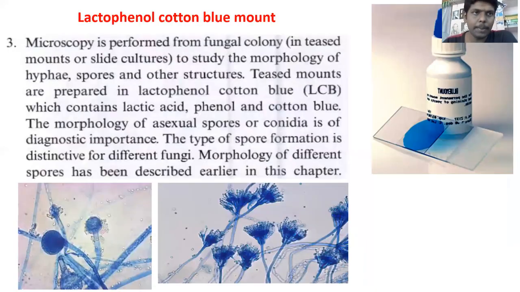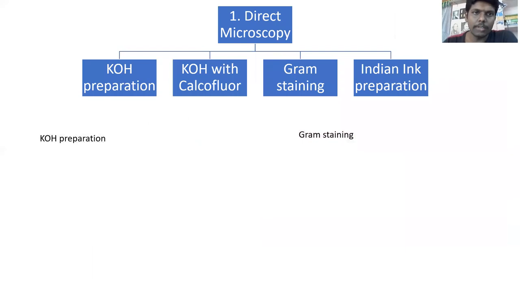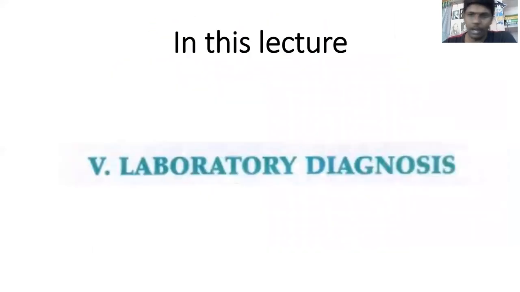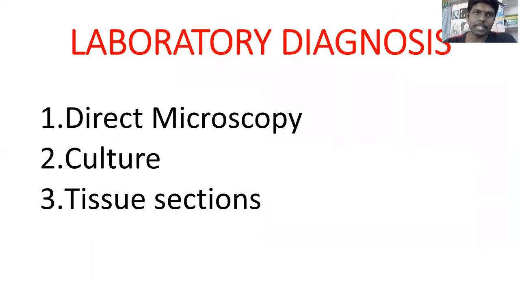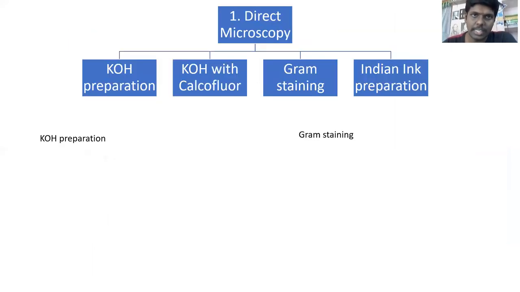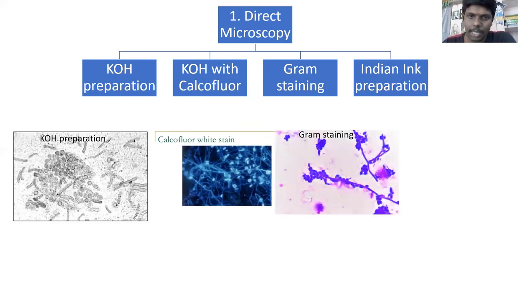A quick recap. So what did we learn in this lesson? Here we discussed laboratory diagnosis of fungi. First we discussed the specimen collection. Then we discussed the laboratory diagnosis. In laboratory diagnosis, we have direct microscopy, culturing, and tissue sections. First, let us see direct microscopy. In direct microscopy, we have KOH preparation. Then we have KOH with calcofluor. Then we have Gram staining. And we have India ink preparation.